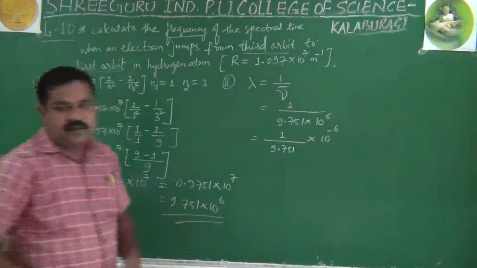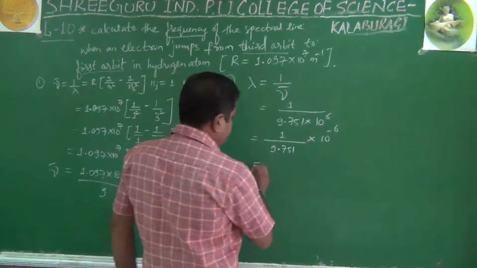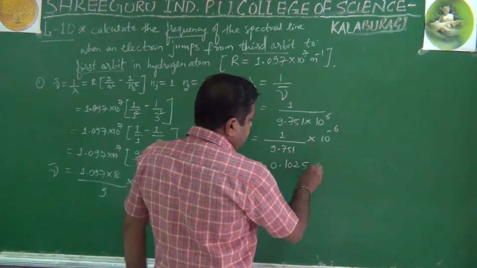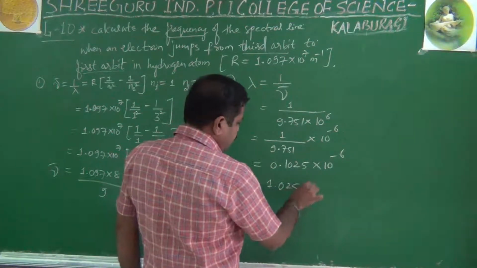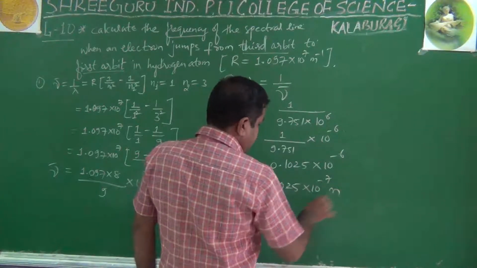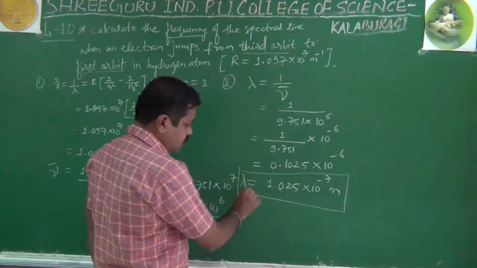If you take the upper side, 1 divided by 9.751 gives 0.1025. So 0.1025 into 10 raised to minus 6, or 1.025 into 10 raised to minus 7, that is in meters. This is lambda, the wavelength. Okay, second step.